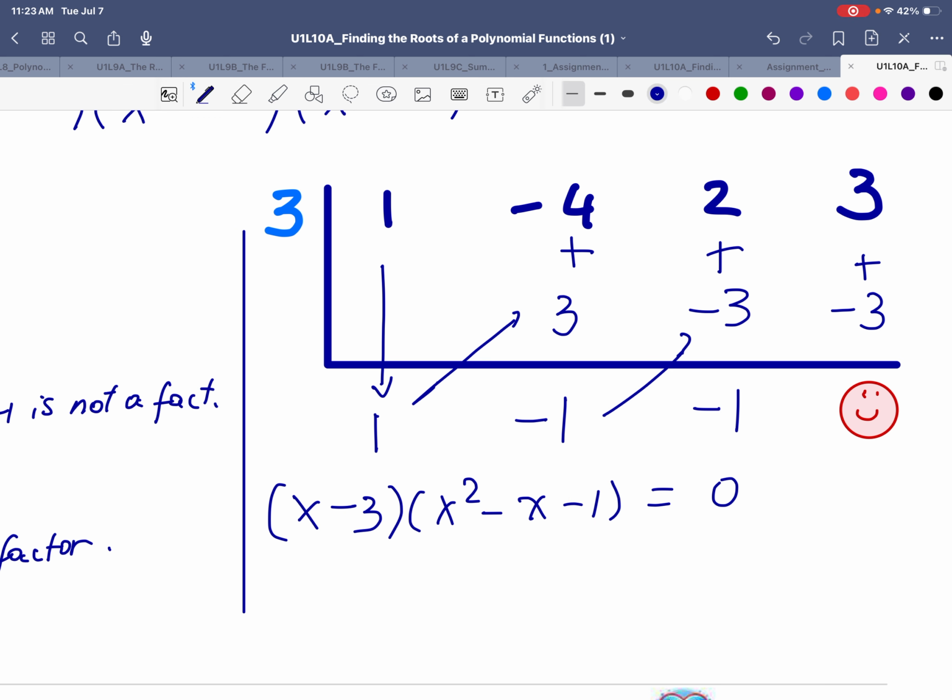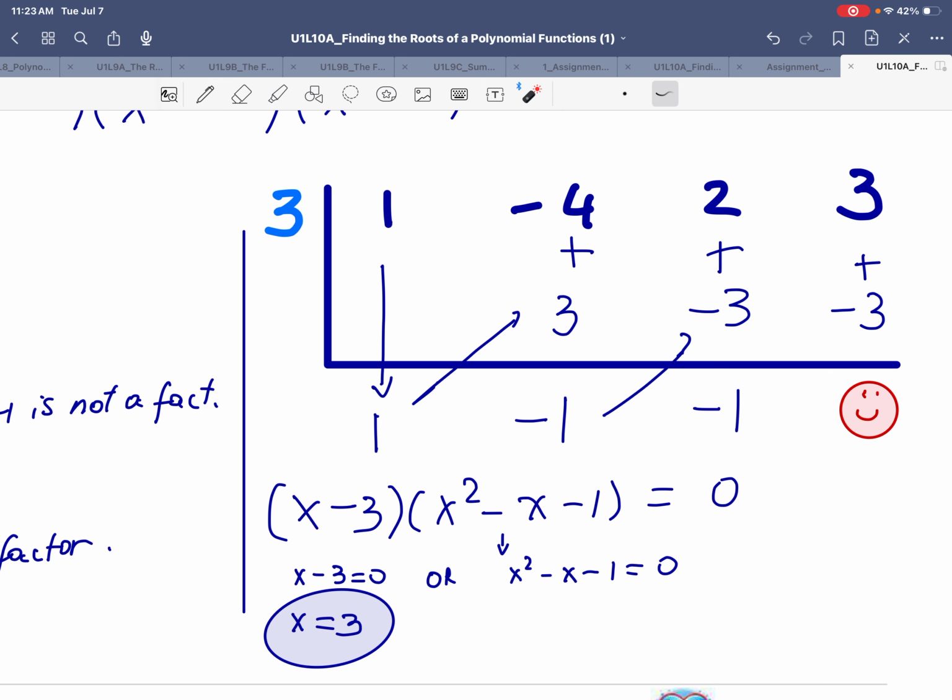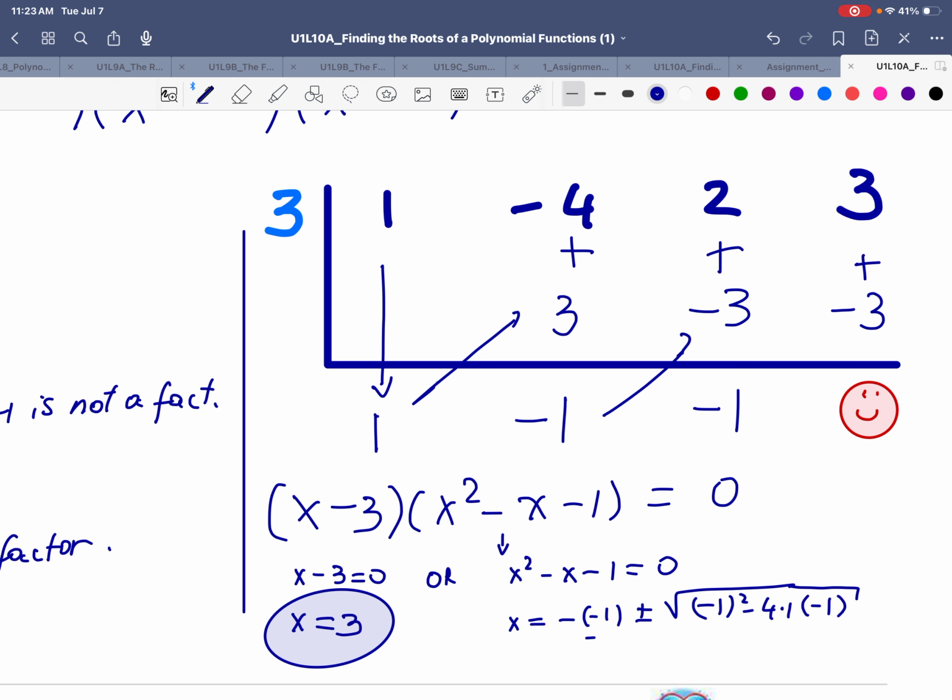So we're going to ask for help, the quadratic formula. So we're going to say x minus 3 equals 0, which means x equals 3. That could be one of the roots or one of the solutions. Or we're going to say that x squared minus x minus 1 equals 0. So don't be discouraged. If you see that the factor in quadratic form is not factorable, you can easily use the quadratic formula there. And we have x equals negative 1 plus or minus square root of negative 1 squared minus 4 times 1 times negative 1, and then divided by 2 times 1. Just simply use the quadratic formula.